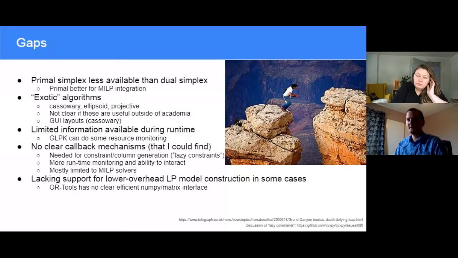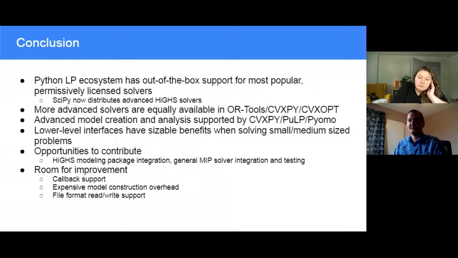Next slide. And to finish this out, the Python LP ecosystem has out-of-the-box support for most popular permissively licensed software. It's great. SciPy now distributes advanced HiGHS solvers just out of the box. It will work on your system if you have a wheel for it. More advanced solvers are equally available.